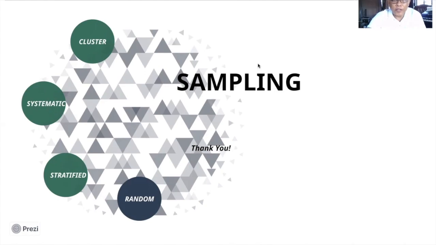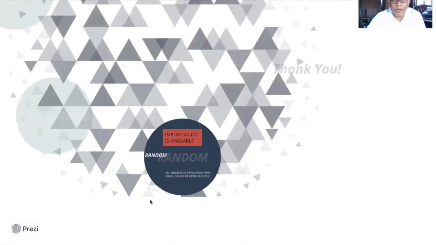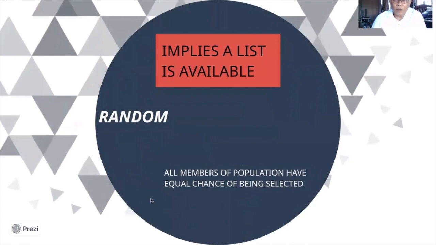So, first of all, the first type of sampling is the random sampling. When you do random sampling, it implies that a list is available, and with that list, all members of the population have the equal chance of being selected. So, when everybody has an equal chance of being selected, then you are able to reduce the bias in your selection of participants in your research.